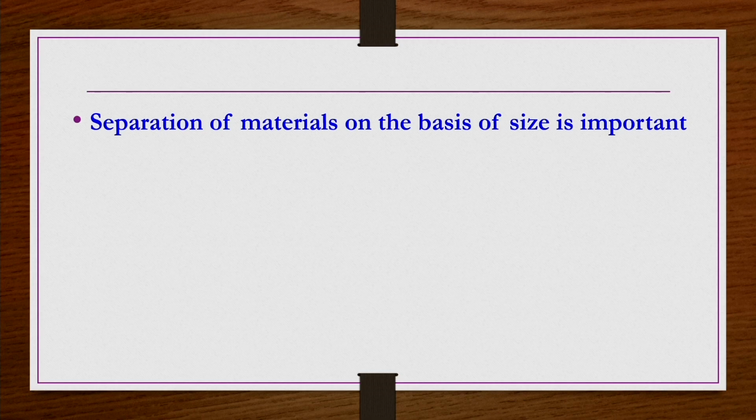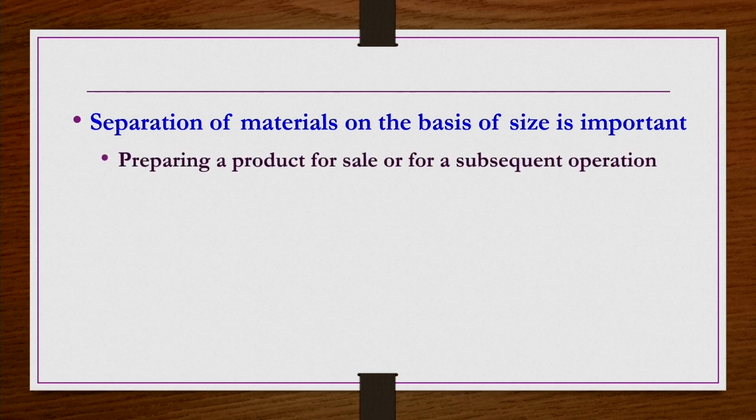Separation of materials on the basis of size is important because of preparing a product for sale or for a subsequent operation. For a subsequent operation, let us say after crushing you separate into smaller fractions, and you may collect only that fraction which is suitable for your subsequent operation. That is for those generalized cases. Or sometimes, let us say you have a fertilizer industry: after solidifying those chemicals, you get fertilizers in pelleted or granulated form.